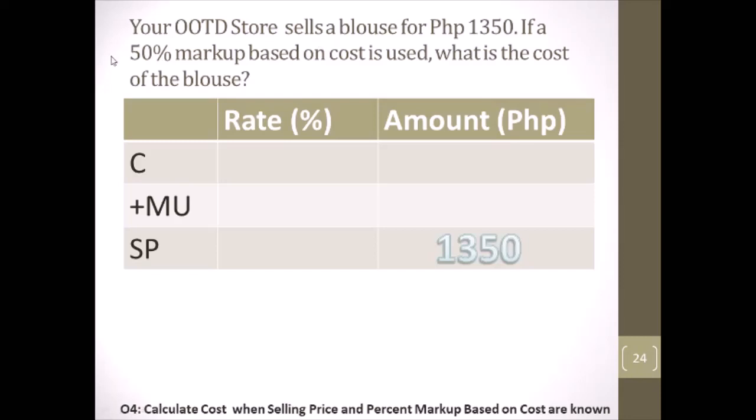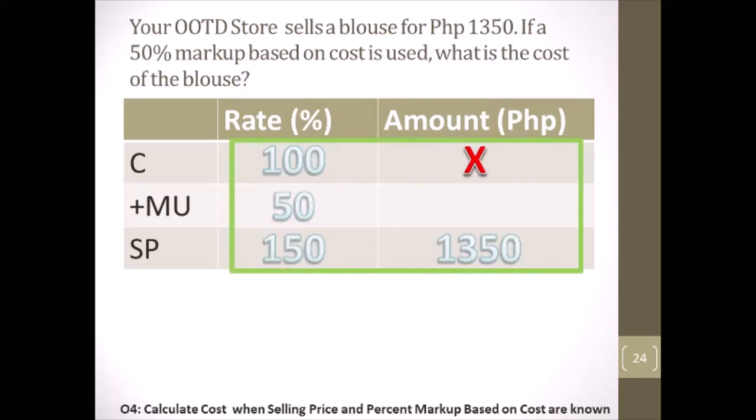If a 50% markup based on cost, so 50% is our markup rate, and based on cost, so we have 100% on cost. What is the cost of the blouse? So X is here, aligned with the cost. The rate in the selling price is the sum of these two. So we have 150%. Again, let's have the rectangle.